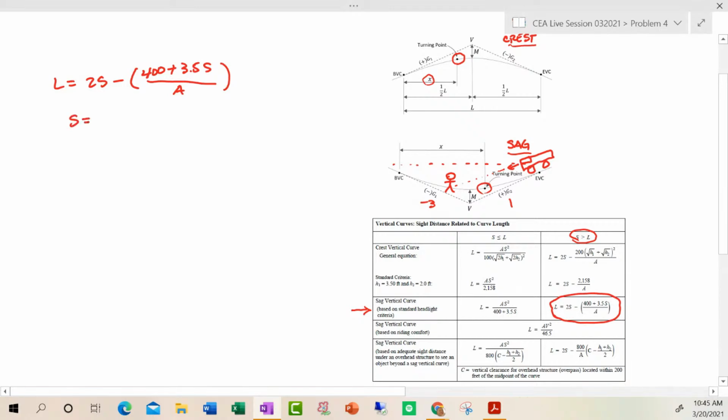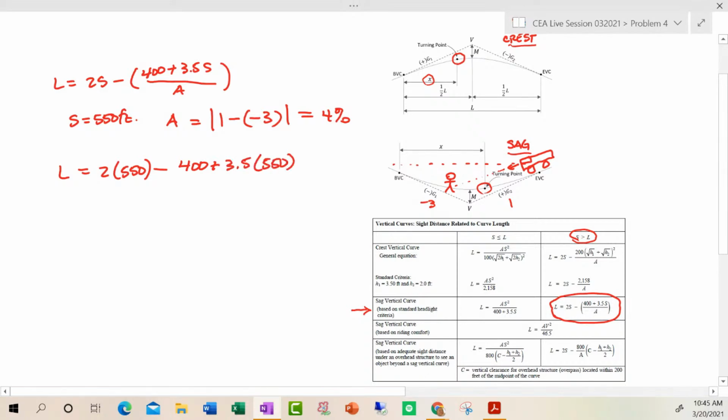We can say that our S was given to us as 550 feet. Our A is going to equal 1 minus negative 3, and then we take the absolute value of that number. If we go through that, we come up with 4% for A. And so our final length of curve is going to equal 2 times 550 feet minus 400 plus 3.5 times 550, all divided by 4.